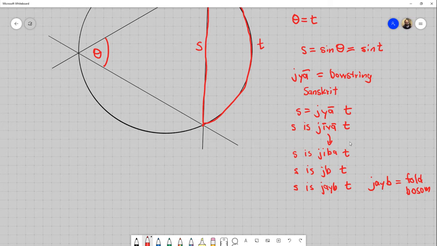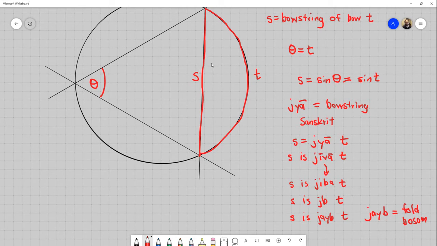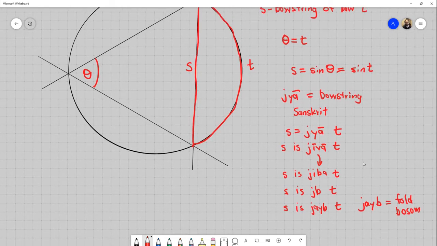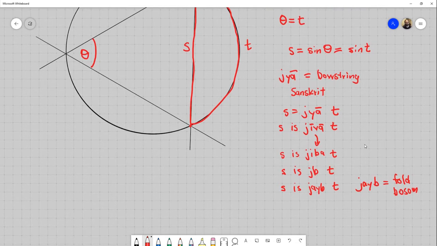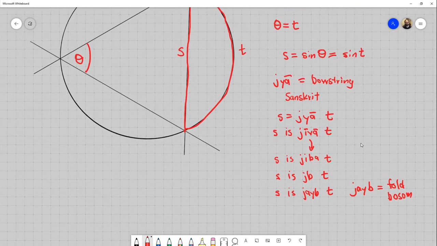So along this process of translation and transliteration, maybe the Arabs didn't have a word or letter for V, so they just replaced it with a B here. All of a sudden, S being the bowstring of t got translated into S is the fold of t. Now, there is some argument as to whether this bad translation was a result of Arabic translators or possibly European translators. So I guess we maybe can't blame it on the Arabic folks of ancient times.